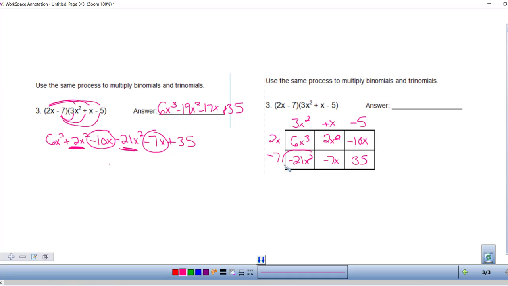Look at like terms. We have those two, and we have these two. So 6x cubed starts us off with the biggest exponent. Our x squared terms give us negative 19x squared. Our x terms give us negative 17x, and our constant is 35. So we get the exact same answer, again, just two different methods. From now on, you can choose if you prefer the box method or the FOIL method.